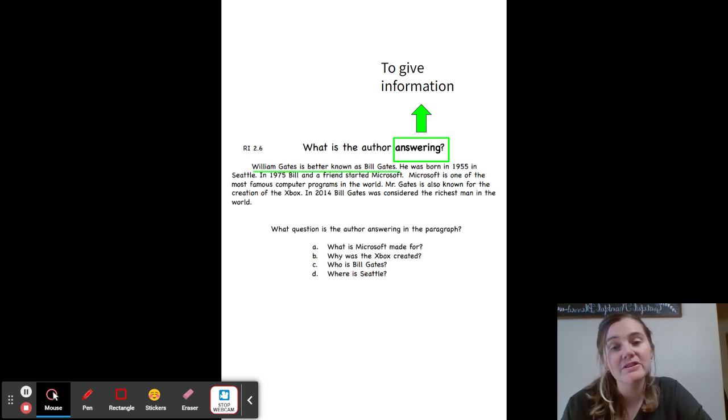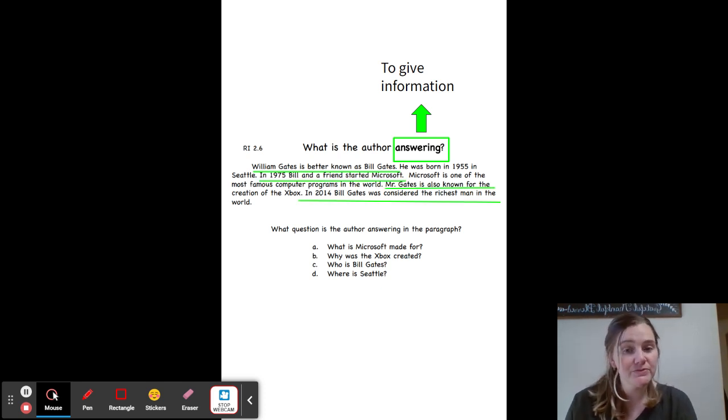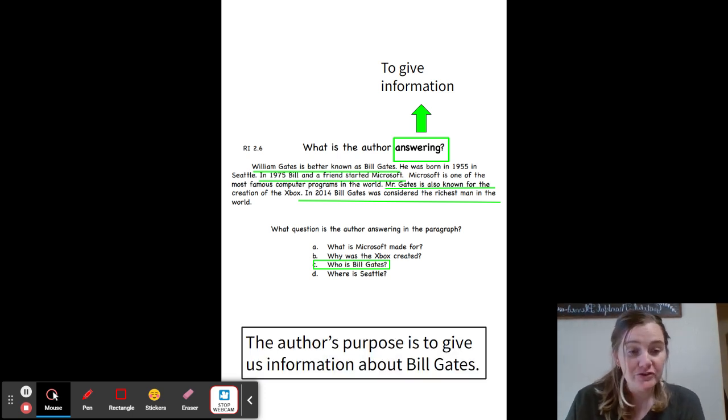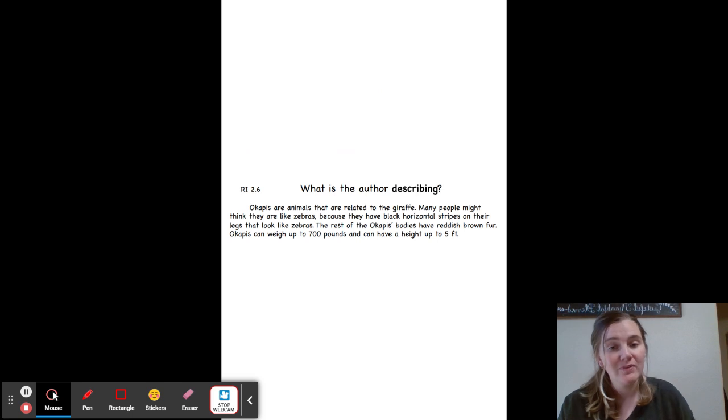I would point out to the students how we saw the name William Gates or Bill Gates several times in this passage. And even though it did mention Microsoft and Xbox and Seattle, this passage was mainly about Bill Gates. So the correct answer for this one should have been, who is Bill Gates? And then if we were to write that in a sentence, it would say the author's purpose is to give us information about Bill Gates.